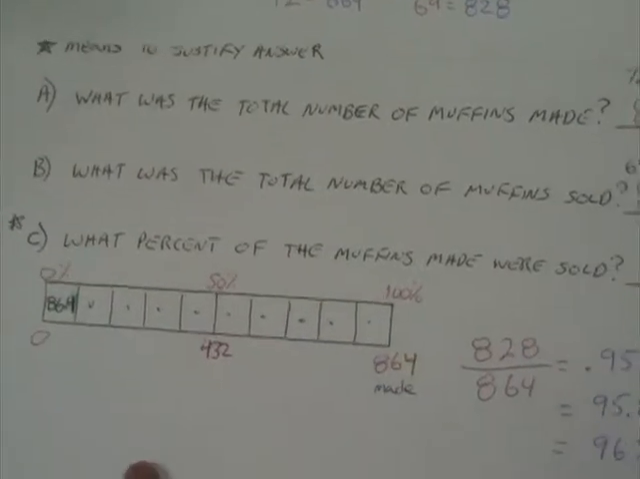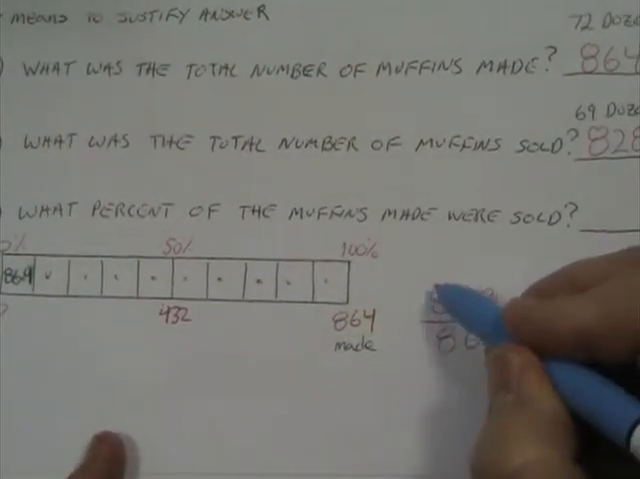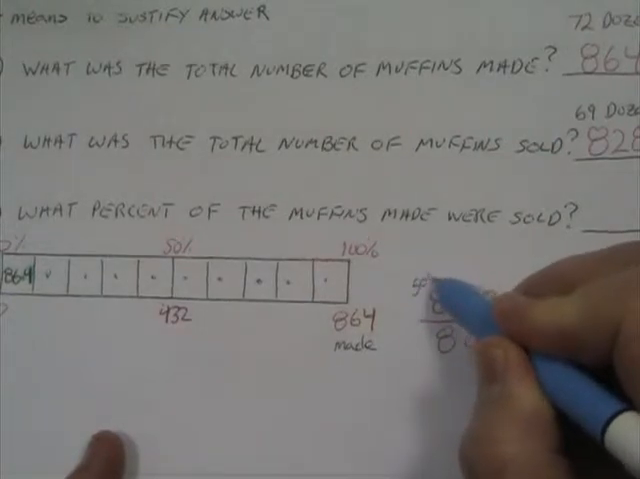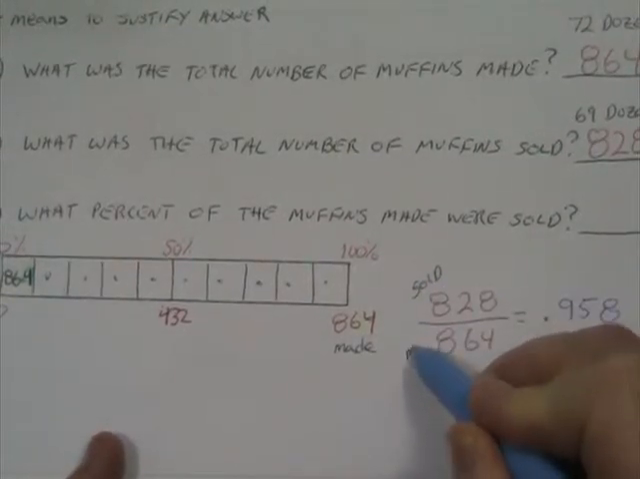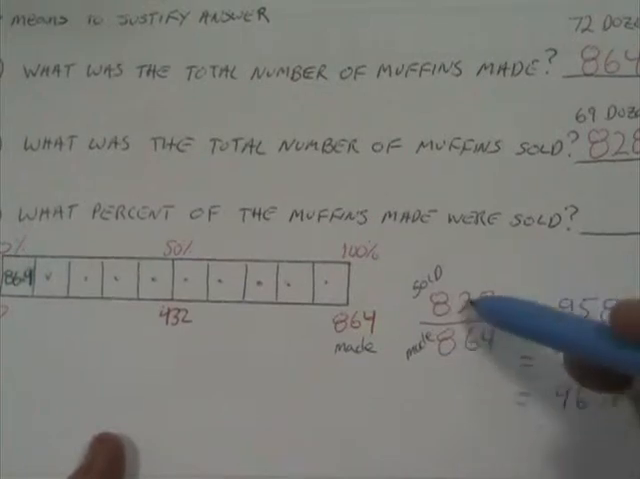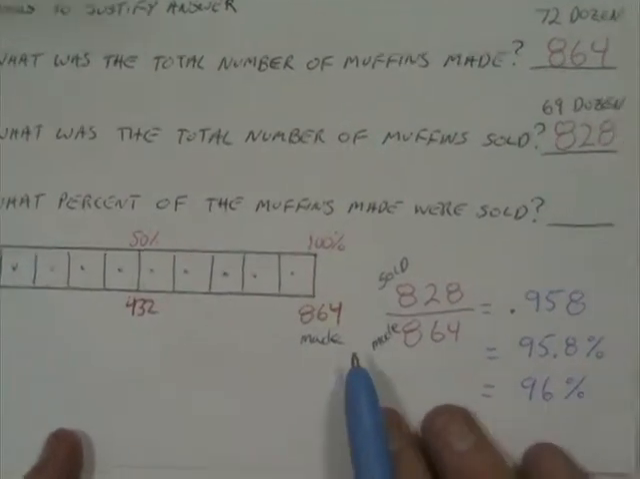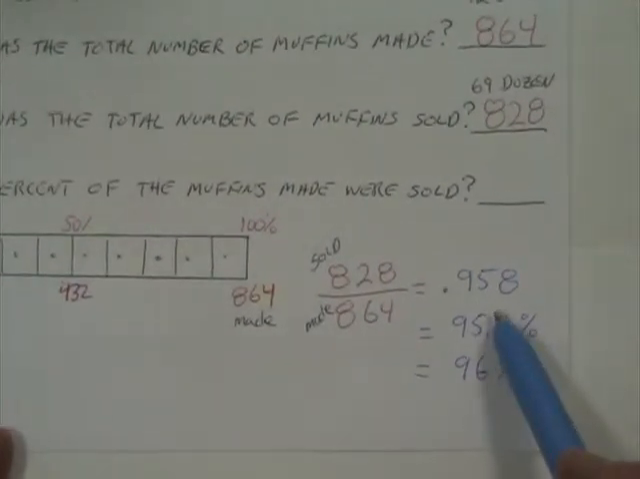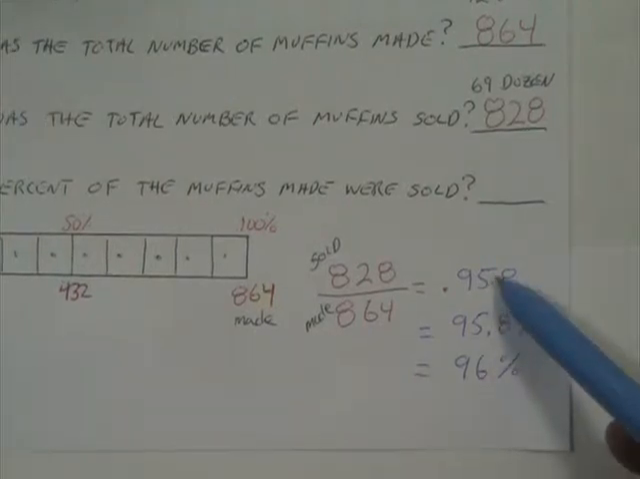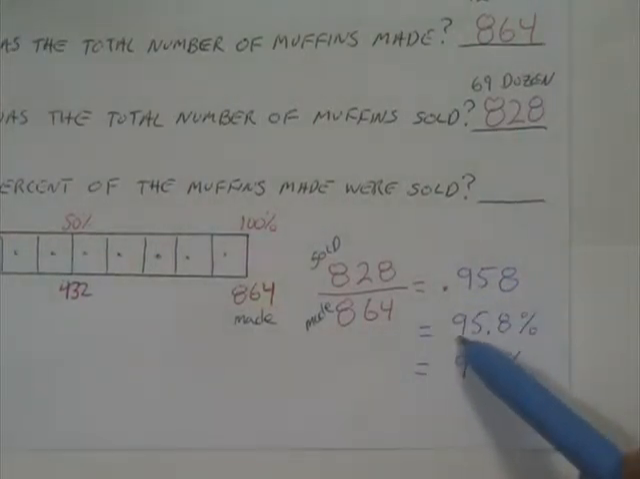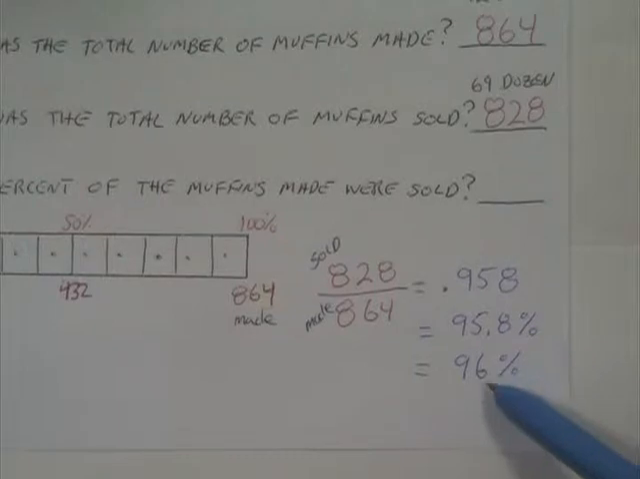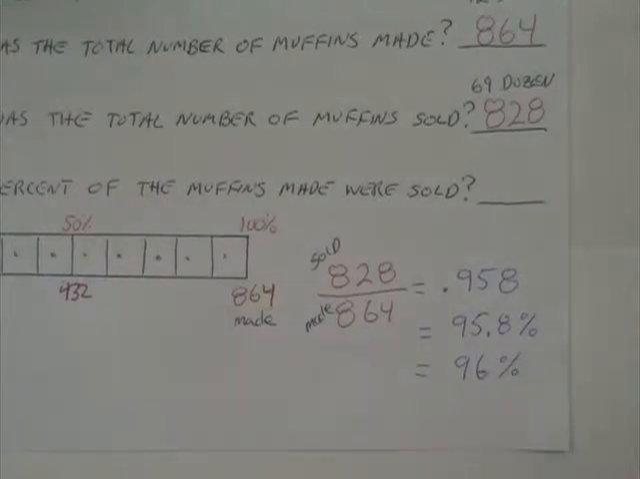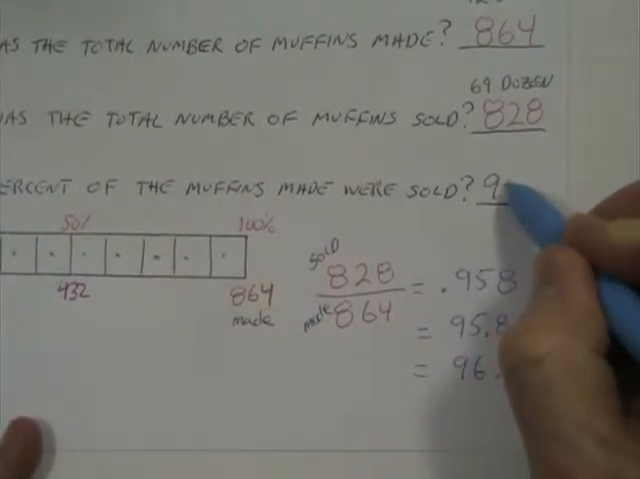Well, what I do is I'll just take the number. This is the number sold, and this is the number made. And I just divide. Divide, I get 0.958. And that's, if I move the decimal over, that's 95.8%. So that's 96%. So our answer is 96%.